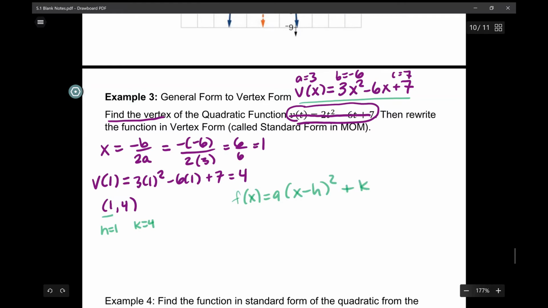Let's plug this in for our v of x. So our v of x is going to be 3, that's our a value, times (x minus 1) squared, that's the x coordinate of our vertex, plus 4. Now, did we do this right? I hope so, but there's a way we can check right now. This is what we think it is. We can check by multiplying this all out.